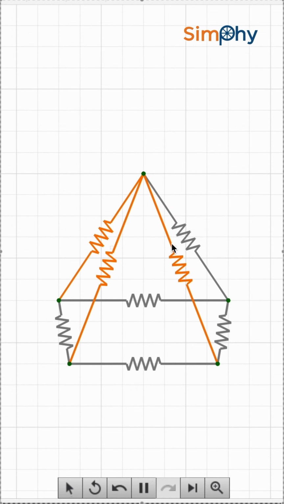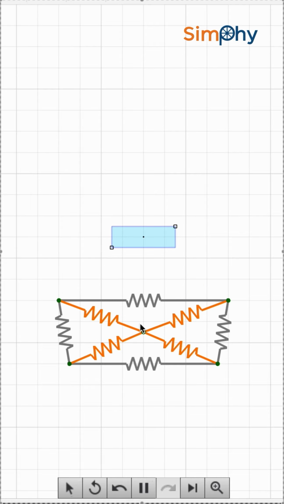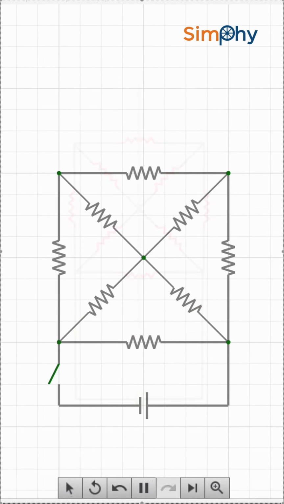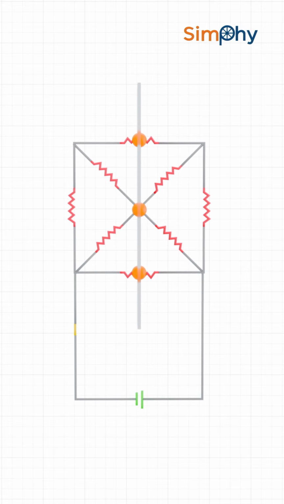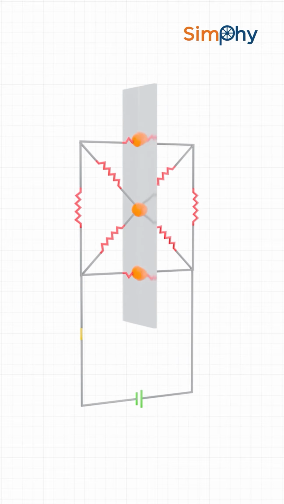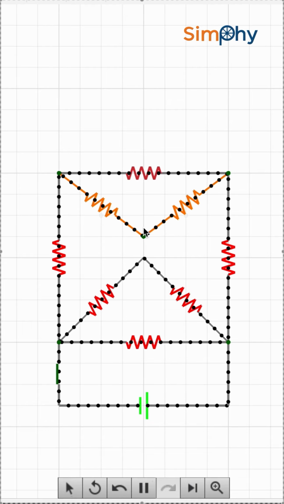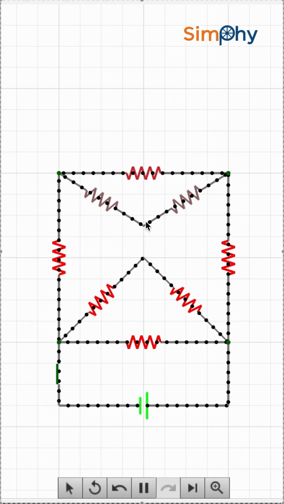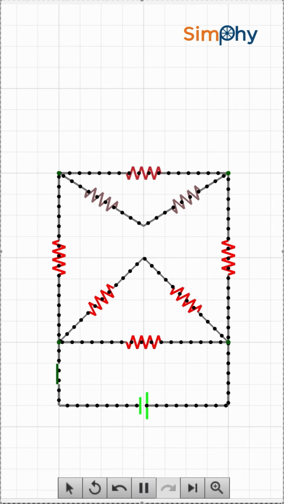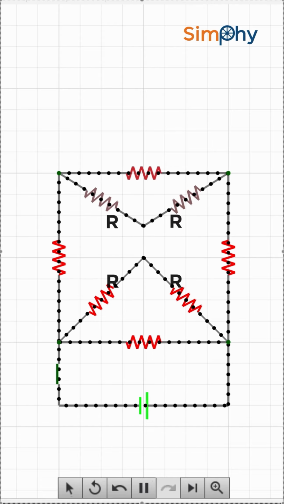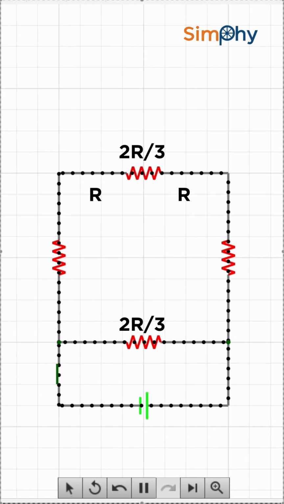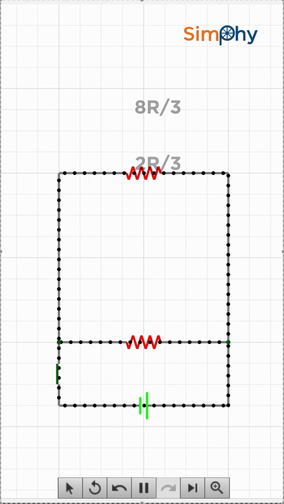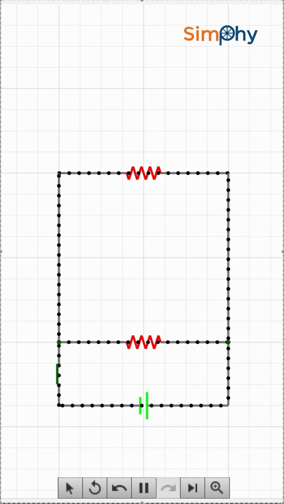By pressing the vertex down to the plane, we get the system shown. Here too, the plane of symmetry is vertical and perpendicular to the current flow, making these 3 points equipotential. We can separate this junction, since connecting these points with a wire wouldn't cause any current to flow. Finally, the net resistance will be 8R by 15.